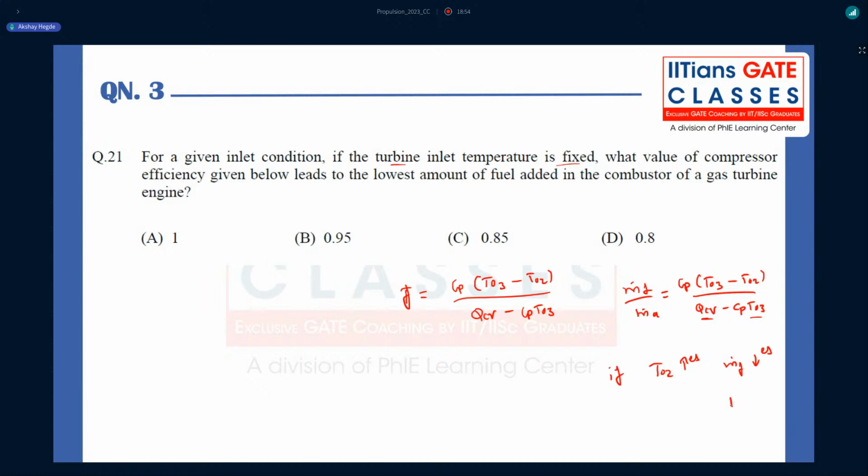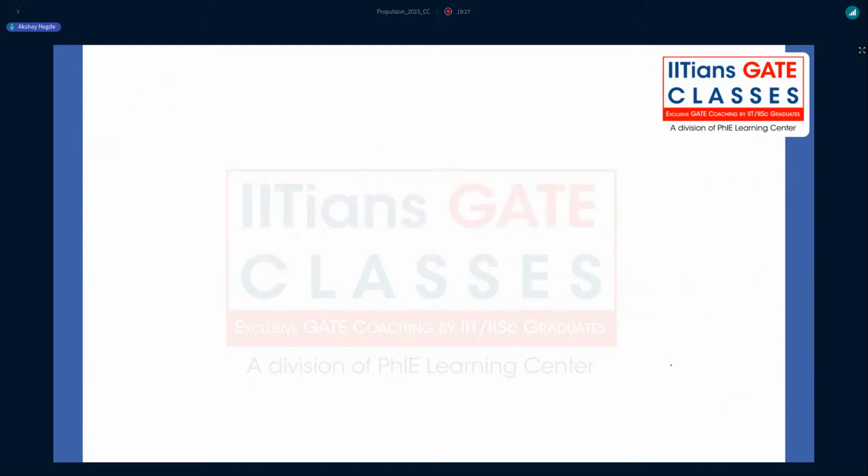This is part one. So if I want to decrease the mass flow rate of fuel, which is what was asked, which of the given options leads to the lowest amount of fuel added? That means if I want to decrease my fuel addition, I have to increase the compressor exit temperature. That is part one of this question. Now we will see how efficiency of the compressor is related to T02. That is the next question we have to address to come to a conclusion, right?